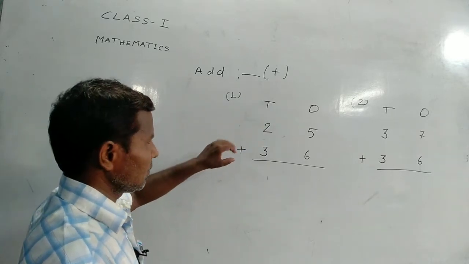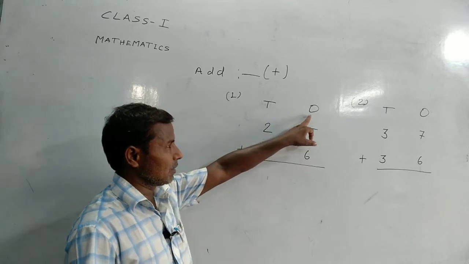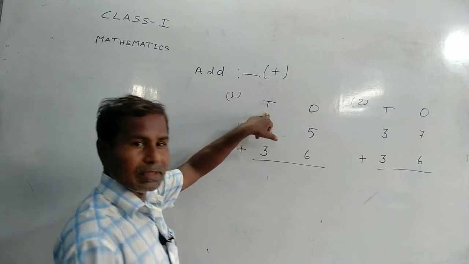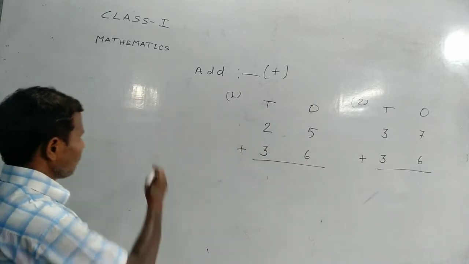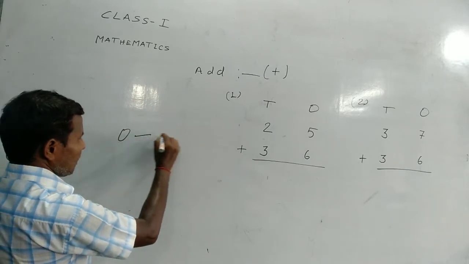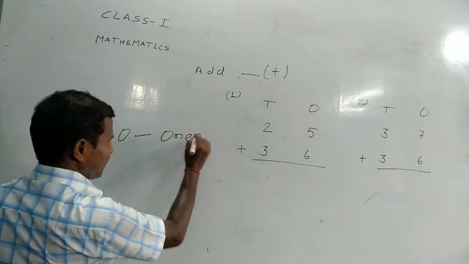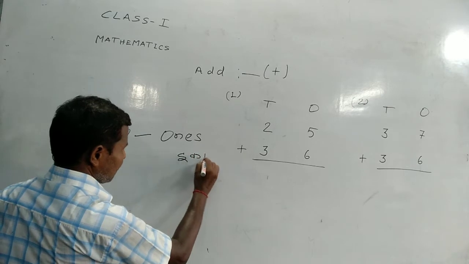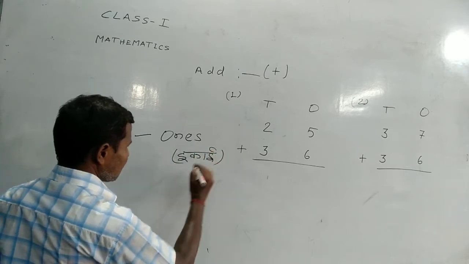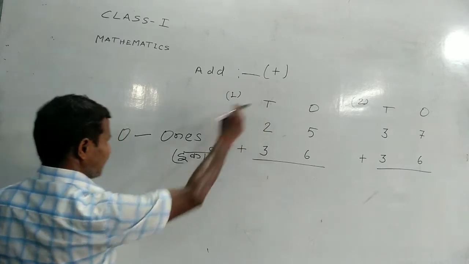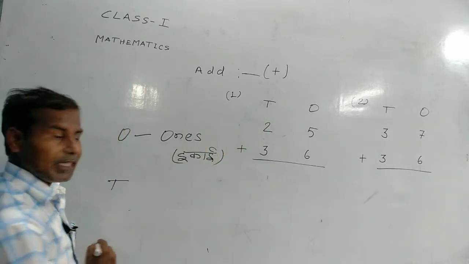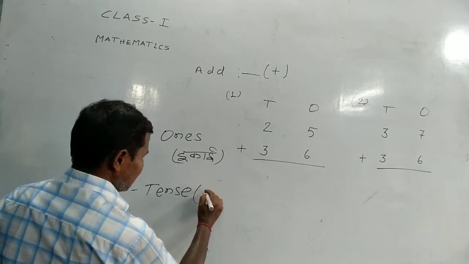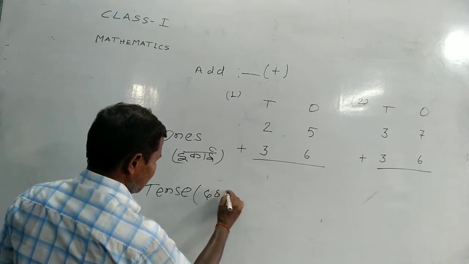First of all, you are looking here. Here is written O and here T. O means ones. In Hindi, ones means इकाई. Here is also written T. T means tens. Tens means in Hindi दहाई.